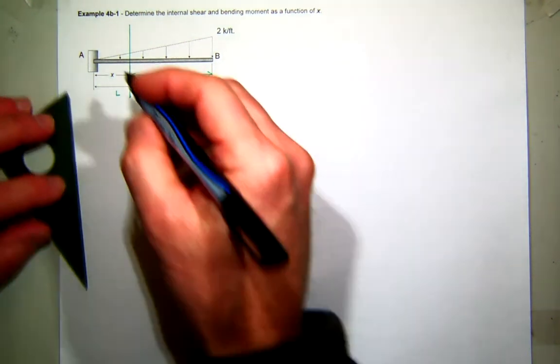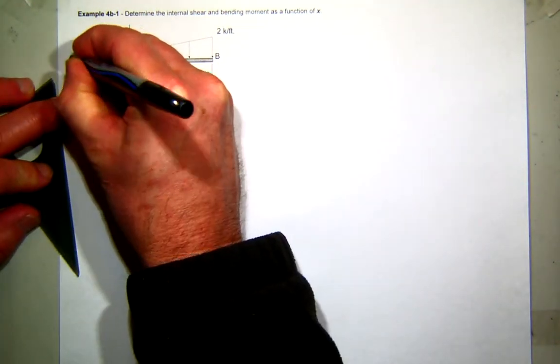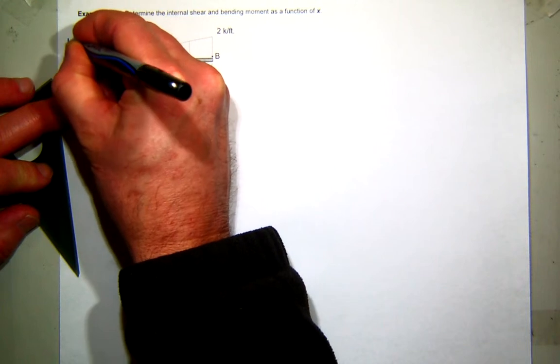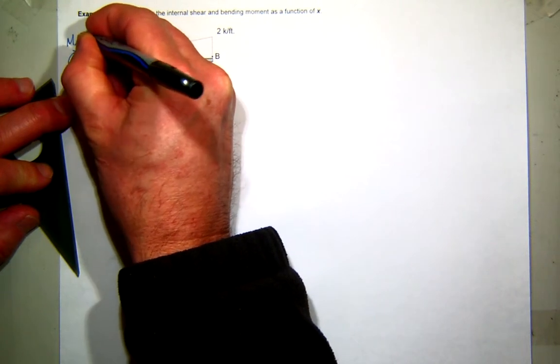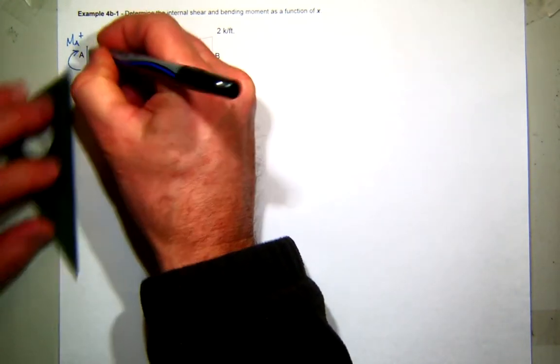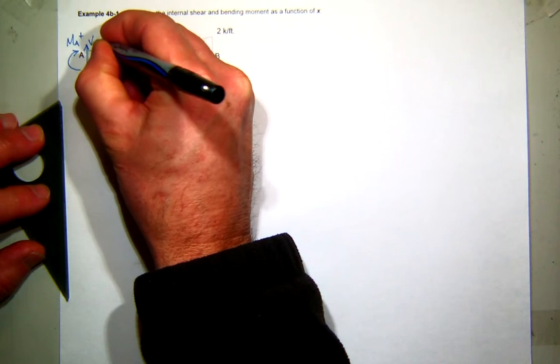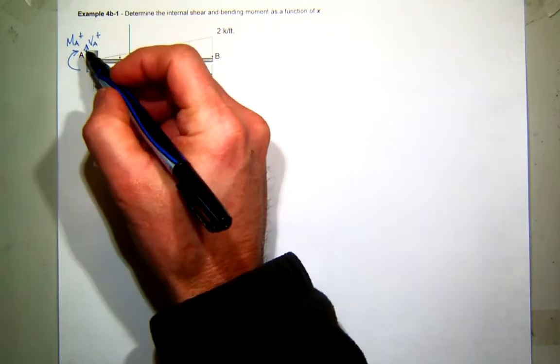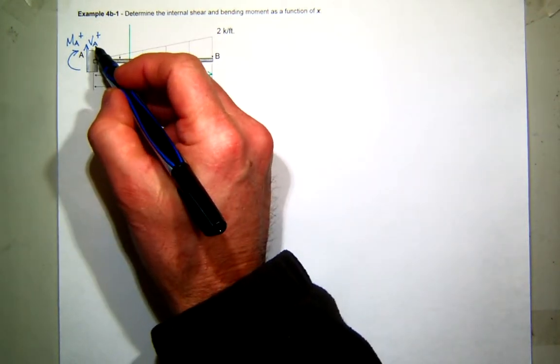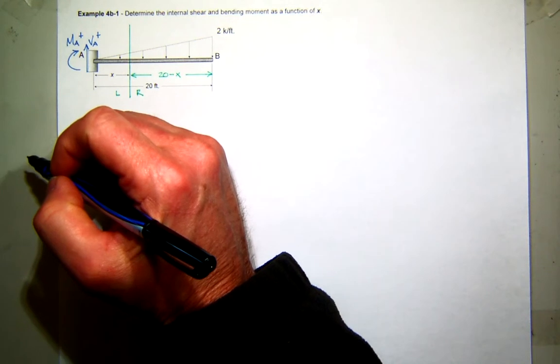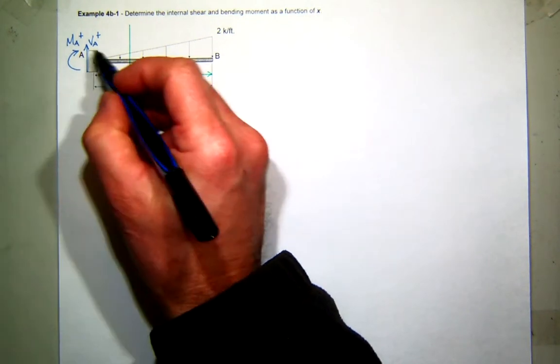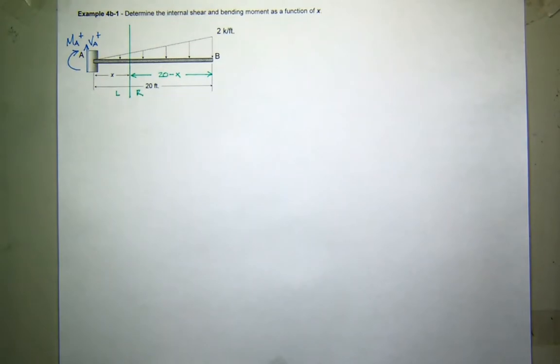So when I do that, I'm going to assume at A that I have a positive moment at A and a positive shear force at A. This is not reactions and moments. This is shear force and bending moment. So I'm using the positive sign conventions for that. And we're not going to worry about axial force because we already talked about that for these beams. It's negligible.